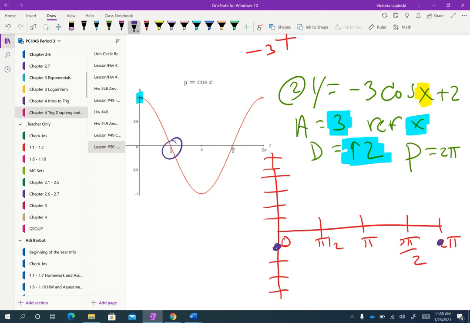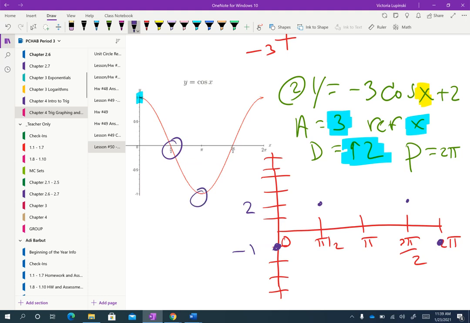Then consider what happens at 0. If you take 0 and multiply it by -3, it stays at 0, and then you have to move it up 2. So 2, -1, and then again, whatever happens at the quarter point also has to happen at the 3/4 point.